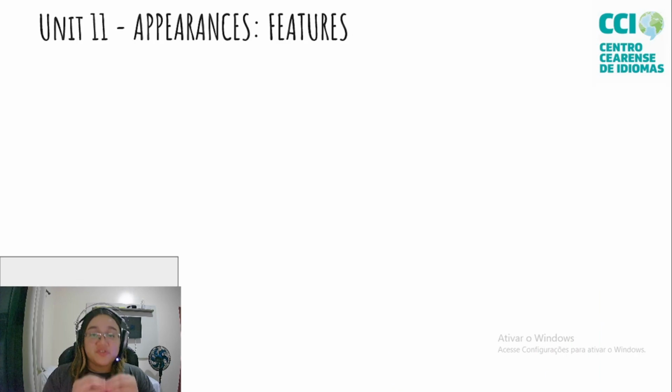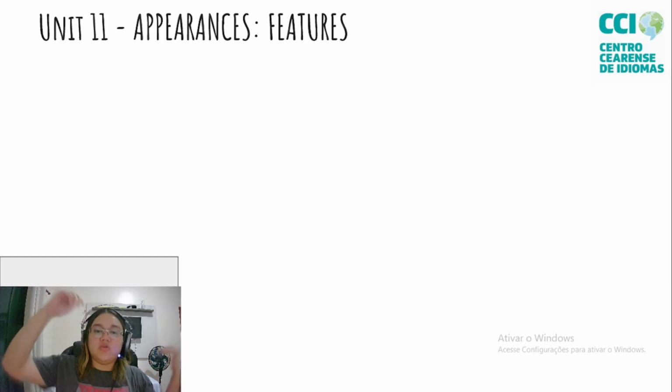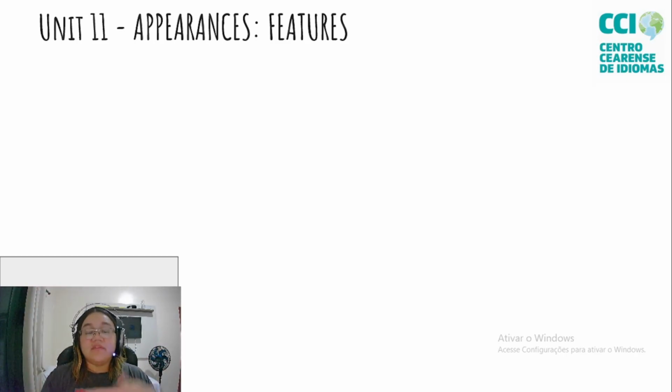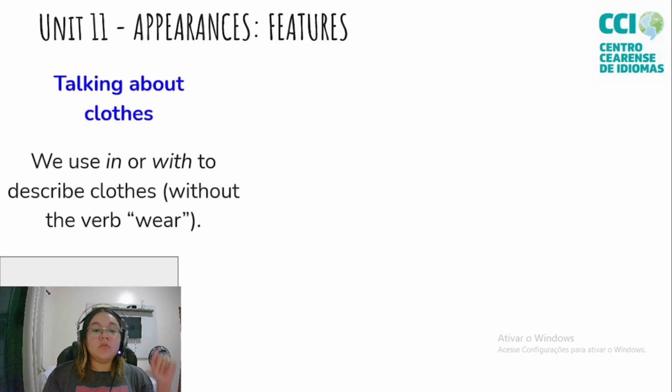So now we were talking about physical appearance, right? Hair, height, if someone is tall or short, if they have hair, if they have a mustache. But now we will talk about clothing. You know, the clothes that we wear. So we use the prepositions in or with to describe the clothes. We don't use the verb wear. We don't have to use the verb wear. I will show in the example.